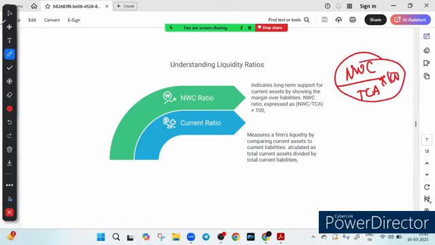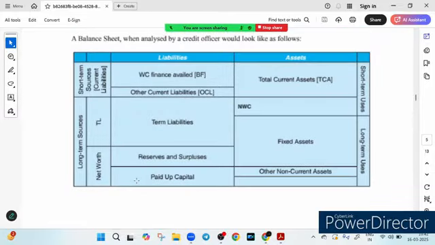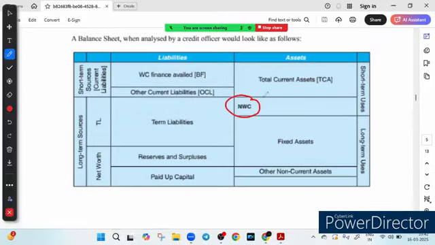Right. So one thing I want to show you, about this NWC and this TCA, one thing you must note: you look at this balance sheet. You can see this NWC and TCA, both are part of short-term uses, right?